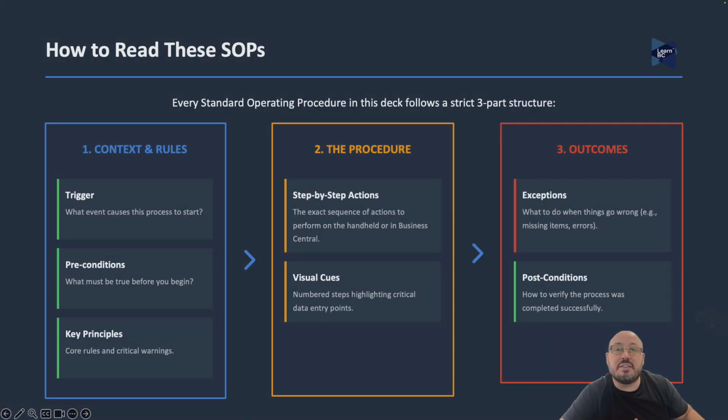All right, for every one of these videos, before we start, we talk through the context and the rules. What is the trigger? What are the preconditions and the key principles? This helps set you up with the knowledge you need to understand the process, understand the why, understand the purpose, and then the exceptions, and make sure you can maintain this yourself and feel empowered. The procedure is just in steps: 1, 2, 3, 4, whatever it is. And the outcomes cover what if it goes wrong, the exceptions, and what are the post conditions. So what happens in green hills, sunny skies? What does it look like in our world with warehousing working?